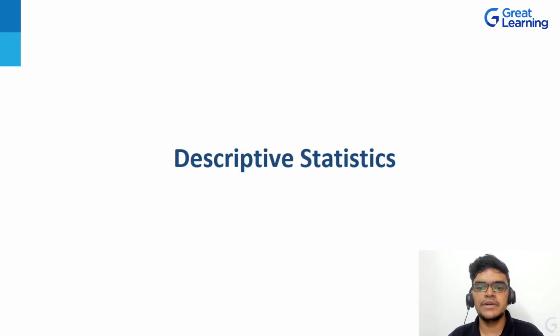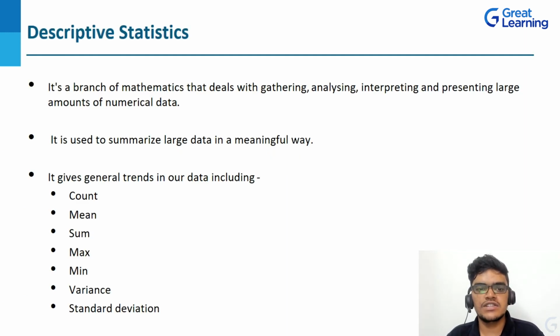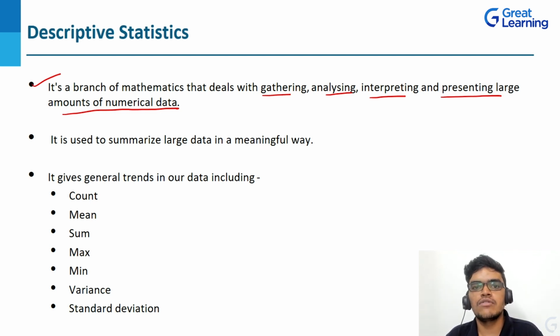So let's start with descriptive statistics. What is descriptive statistics? It is a branch of mathematics that deals with gathering, analyzing, interpreting, and presenting a large amount of numerical data. Let's take an example. If we have a particular data set and we want to find out the numerical data, then we can use descriptive statistics. For example, let's take car sales. If you want to see how many cars have been sold this year, or what the profit is, then we're going to use descriptive statistics. Next point, it is used to summarize large data in a meaningful way.